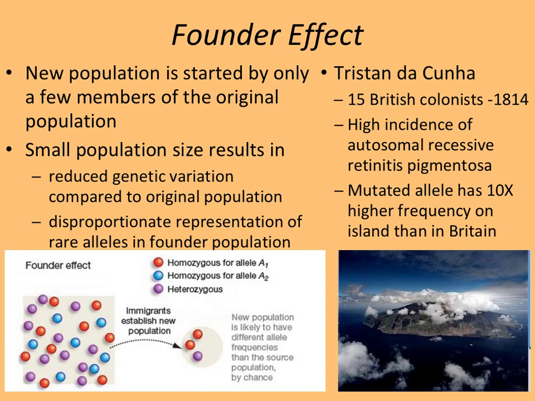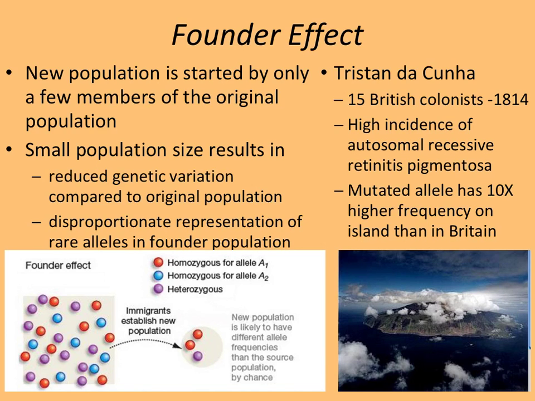They colonized it with 15 British colonists in 1814. One of those individuals had a recessive allele that resulted in retinitis pigmentosa, which makes you blind. 1 out of 15. Now, in the normal population, that allele would show up 1 out of 10,000 or 1 out of 100,000. So the chances of a child inheriting it from both parents would be very low.